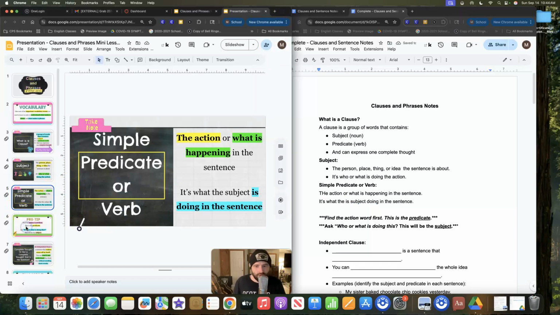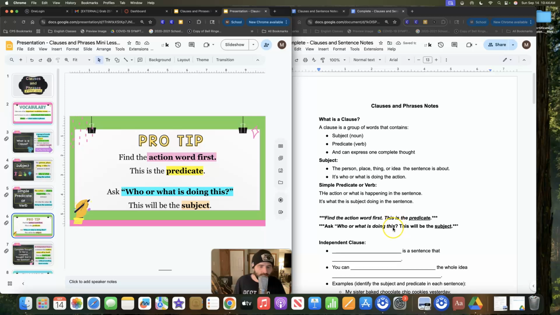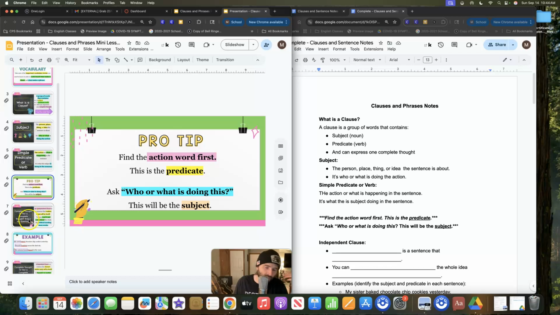So, pro tip, find the action word first. A lot of times it's easier for us to find the verb, and a lot of times nouns are longer or more difficult to find. Once you find that action word or predicate, remember, the action words can sometimes not be action words. They can be being verbs: is, am, was, were, are. Just keep that in mind too. But ask who or what is doing this thing, and that will be your subject. Whatever's performing the verb is the subject.